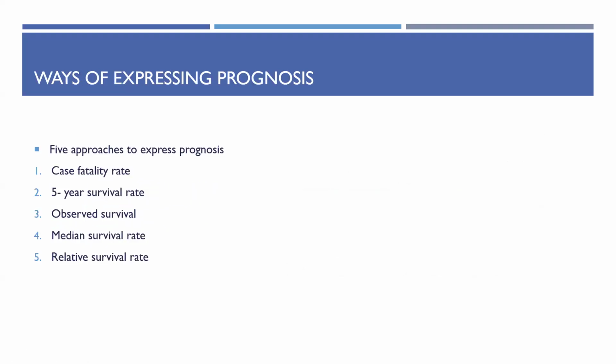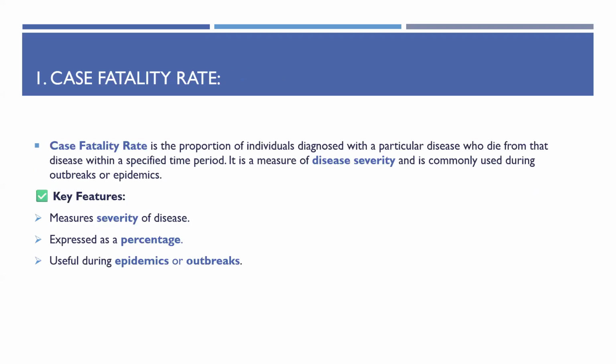Next is the progression of ways of expressing prognosis. There are five ways: case fatality rate, 5 year survival rate, observed survival, median survival rate, and relative survival rate. So the first one is the case fatality rate.